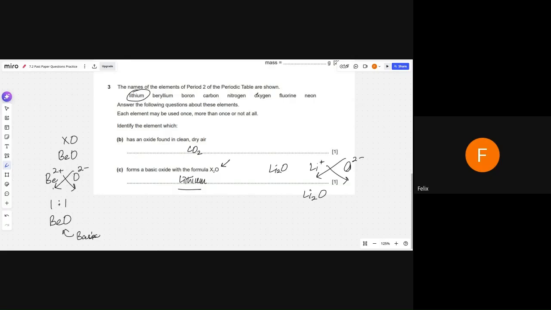And the rest of them: neon is a noble gas, so it's not going to make any oxide. Boron oxide will also be basic, but it may have an amphoteric nature. Carbon, nitrogen, oxygen, and fluorine are purely acidic oxides. These are non-metals. So I hope this is clear.